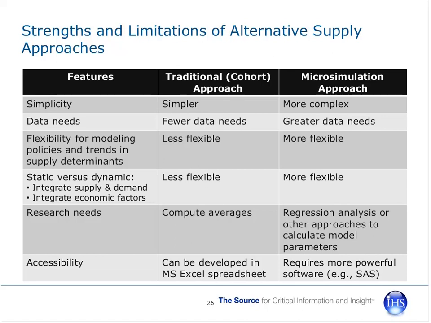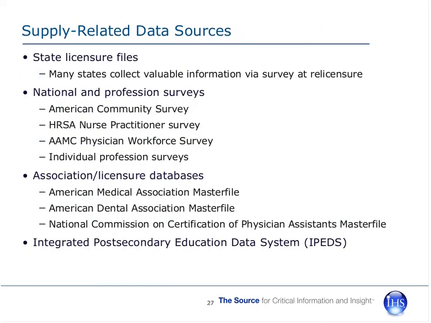Whereas the traditional approach can be done in something like an Excel spreadsheet, with the microsimulation approach, you need more specialized, more powerful software, something like SAS, which is often used. Some of the supply-related data sources: state licensure databases are some of the best data sources. They take some cleaning, but very valuable information.